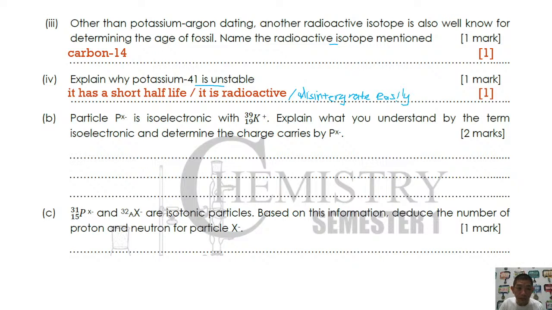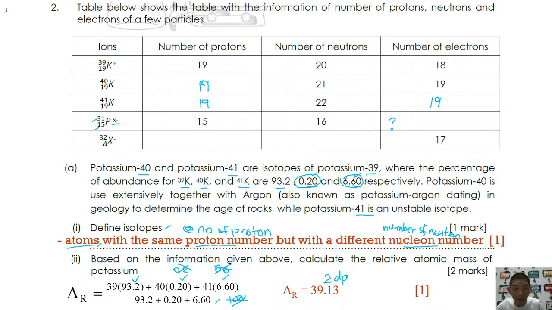For B, particle Px minus is isoelectronic with potassium-39. Okay, the keyword is isoelectronic. So what is isoelectronic? Isoelectronic means same electrons. Explain what you understand by the term isoelectronic and determine the charge carried by Px. Allow me to scroll back to the previous page. Isoelectronic with potassium-39, which is 18, so your number of electrons is also 18. If proton is 15 and electron is 18, so X must be 3 minus. That means you accepted 3 electrons here.